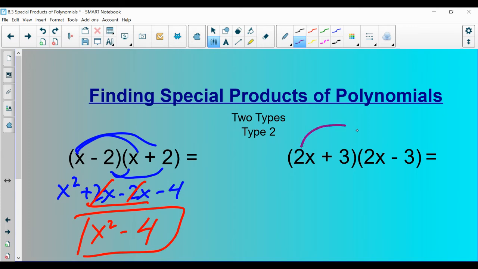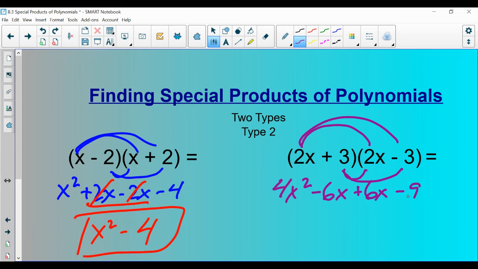Same thing, FOIL it. 2x times 2x is 4x squared. 2x times negative 3 is negative 6x. 3 times 2x is going to give us positive 6x. And last times last, 3 times negative 3 is negative 9. The middle two terms will cancel each other out, and you're left with 4x squared minus 9.